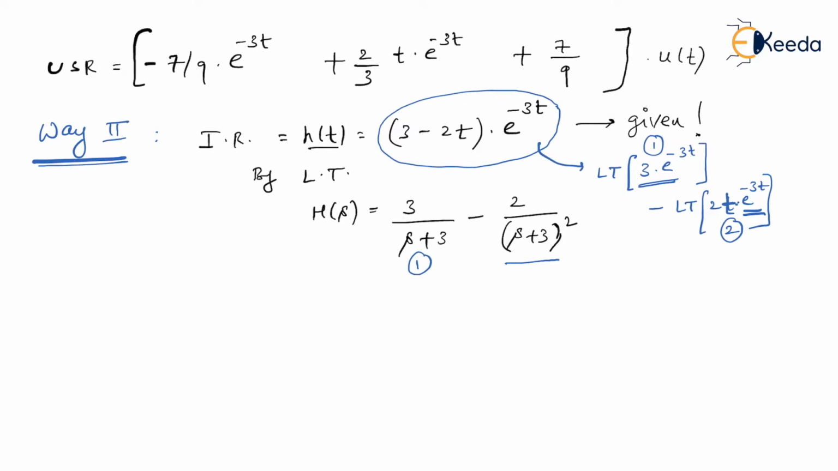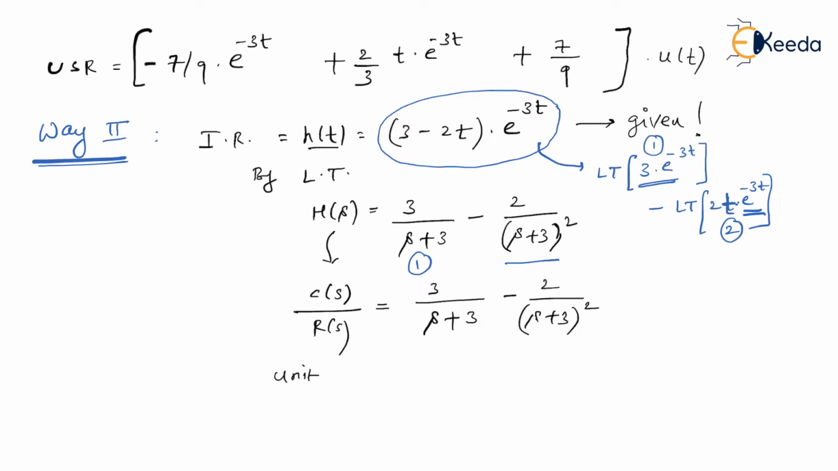What is meant by unit step response? Very simple. For a particular system, if you apply the input as a unit step, then you have to see what is the respective output. We know that h of s is nothing but the transfer function, and we have seen the definition of transfer function as c of s upon r of s, where c of s is called the controlled output, and r of s is called the reference input in the Laplace domain. Now this is equal to, again the same, 3 divided by s plus 3 minus 2 upon s plus 3 whole square.